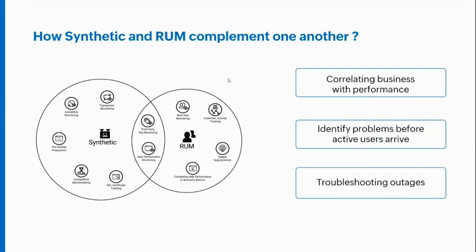Since real user monitoring is generated through real user traffic, it provides essential insight into real business metrics, such as conversion rates, which can then be correlated with the continuous performance metrics collected from synthetic testing.